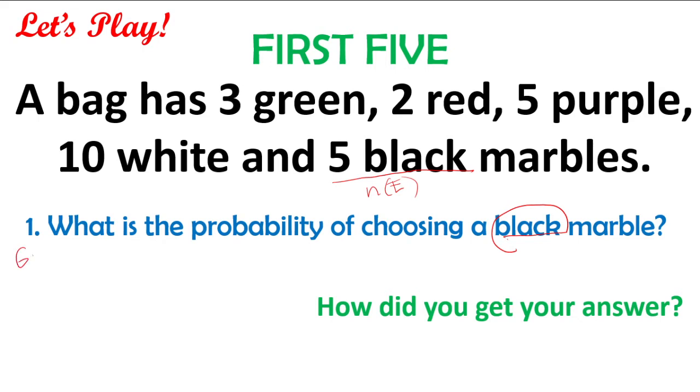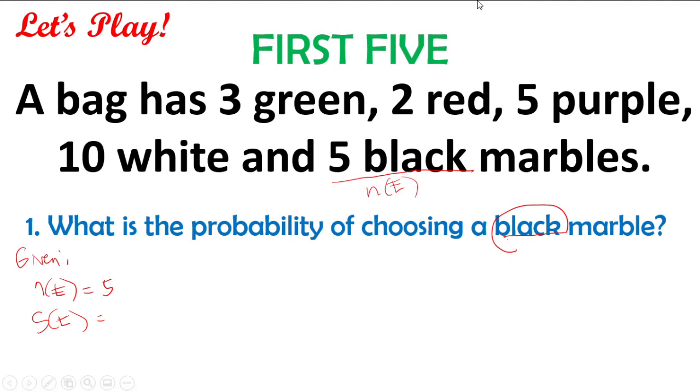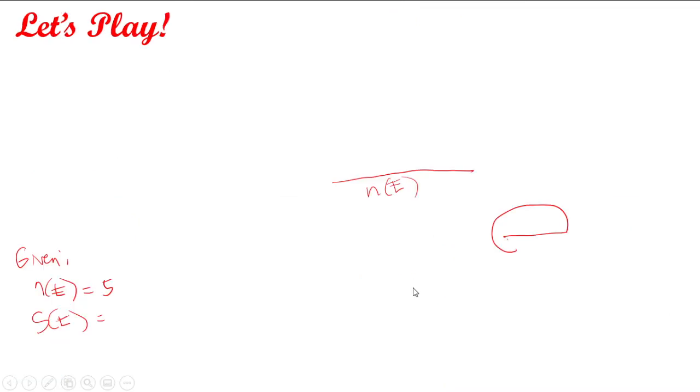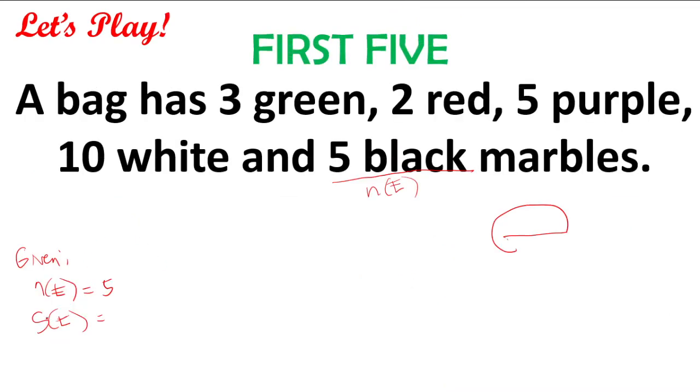So, we have given natin, okay, we have 5. And then next, ilan ba lahat? Okay, let me correct myself here. N of S pala ito. Total number of outcomes. So, ilan lahat ang total number of outcomes natin? Ang gawin natin, i-plus mo lang to. 3 plus 2 plus 5 plus 10 plus 5. So, ilan lahat yon? 5, 10, 15, 25. Okay? So, ang total outcomes natin ay 25.